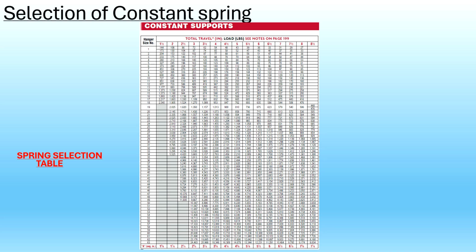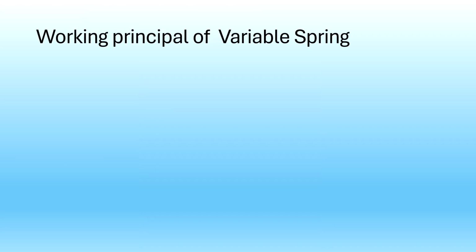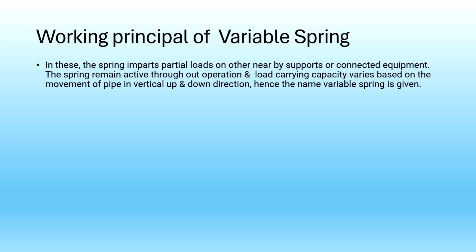So here we can see the size has been provided in the left side column, and this is the travel displacement in inches, and this is the load carrying one, where we can provide the load over here. Whatever the load we got and the displacement, based on that we can select the size. So let's now see the working principles of variable spring.